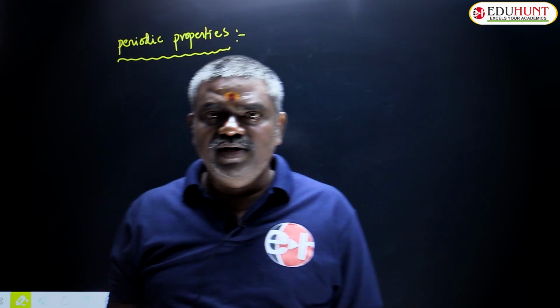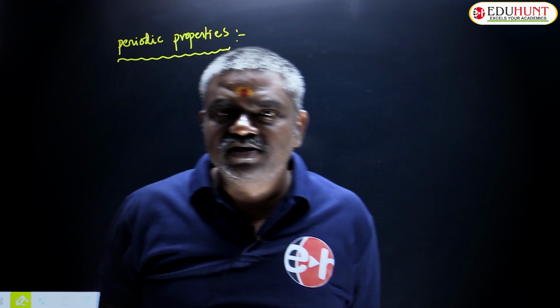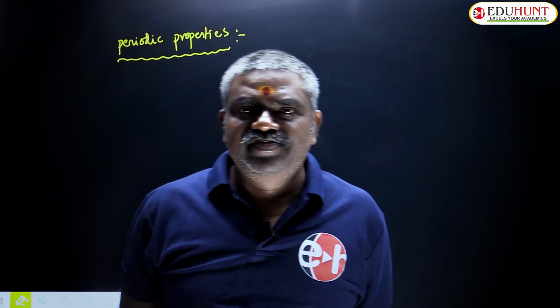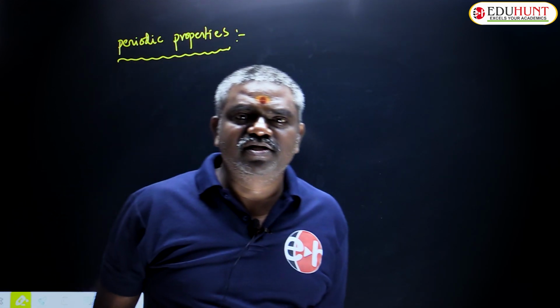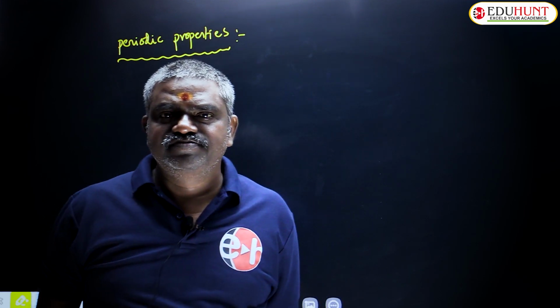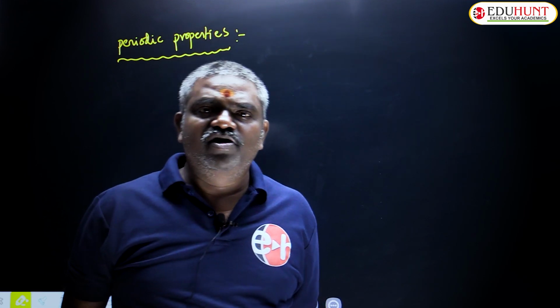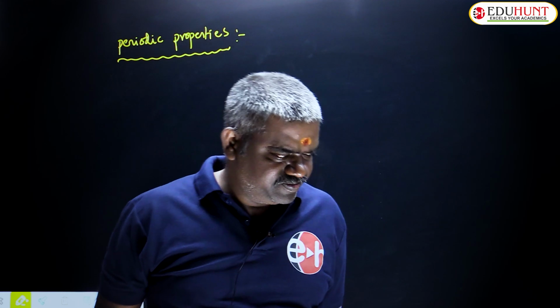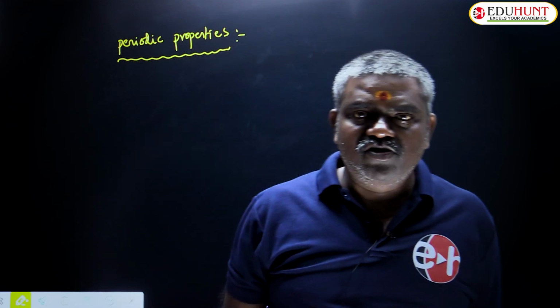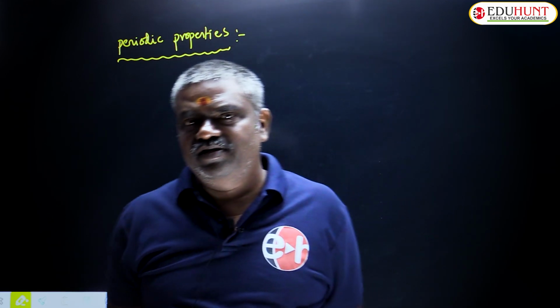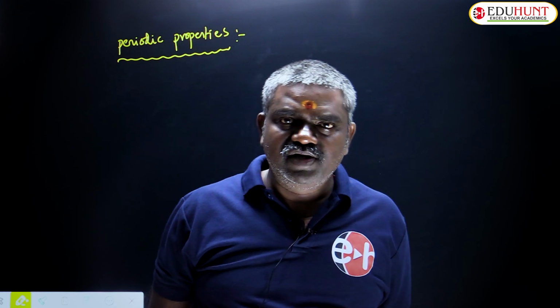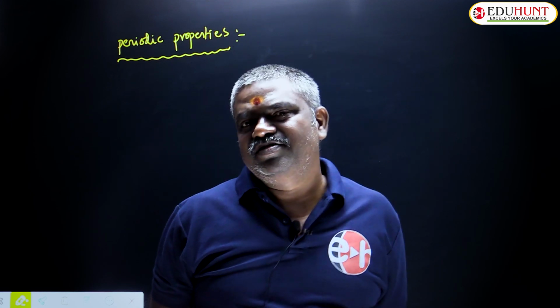What are periodic properties? Atomic radius is a periodic property. Ionization potential is a periodic property. Electron affinity is a periodic property. Electronegativity is a periodic property. Electropositivity is a periodic property, etc.